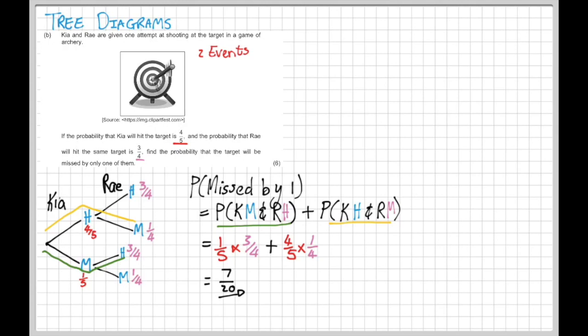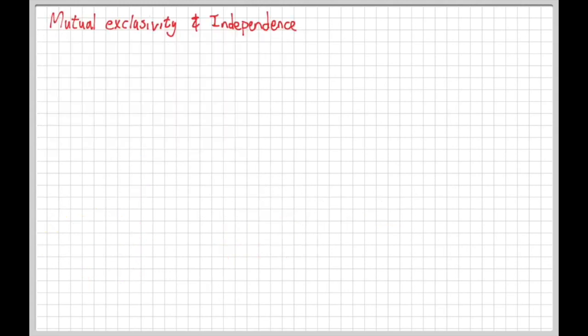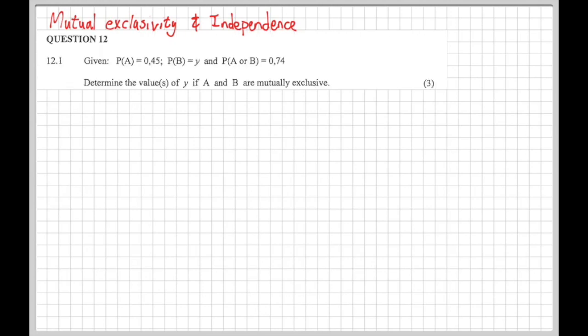The second question that I'm going to pose to you today is about mutual exclusivity and independence. So if I look at mutual exclusivity and independence specifically, I thought about getting this question from an old exam. Given that the probability of A is 0.45, the probability of B happening is Y, and the probability of A or B happening is 0.74. Determine the value of Y if A and B are mutually exclusive.